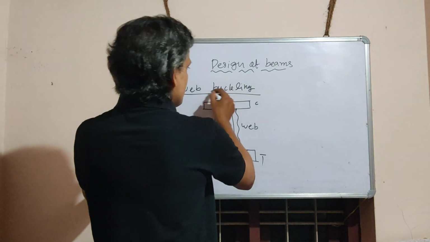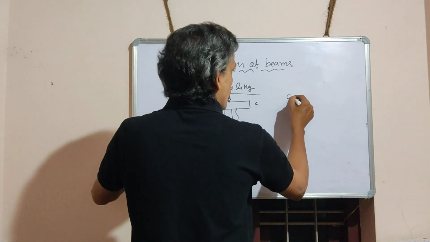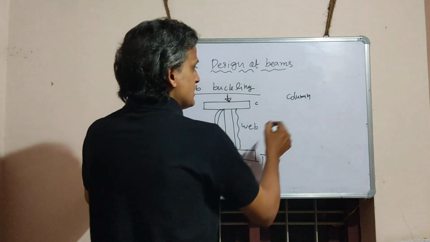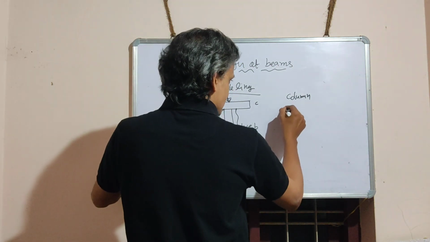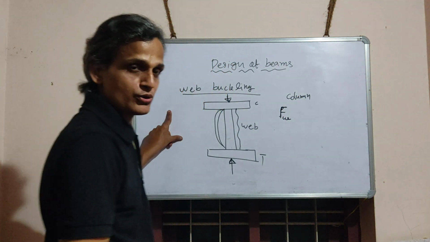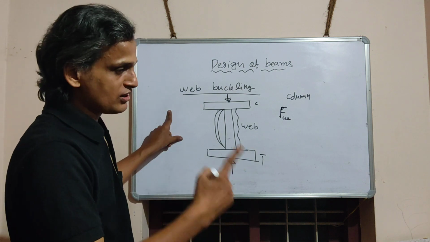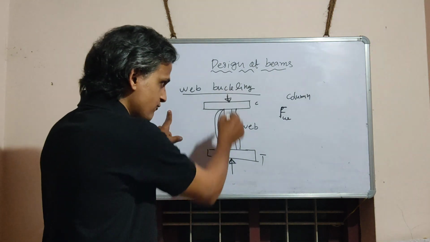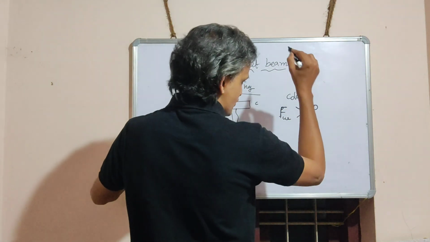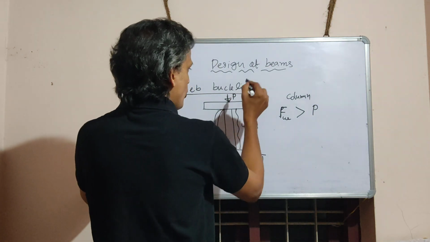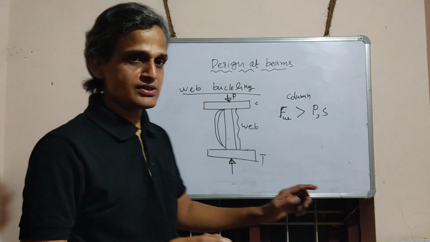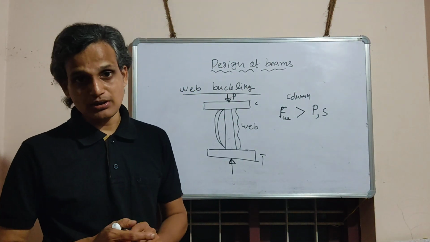Actually, here this web portion is acting as a column. That is a structural behavior. So, the load carrying capacity, let it be FW, the compression load carrying capacity of web should be greater than the applied external load or support reaction. If this condition is satisfied, we can say the section is safe under web buckling.